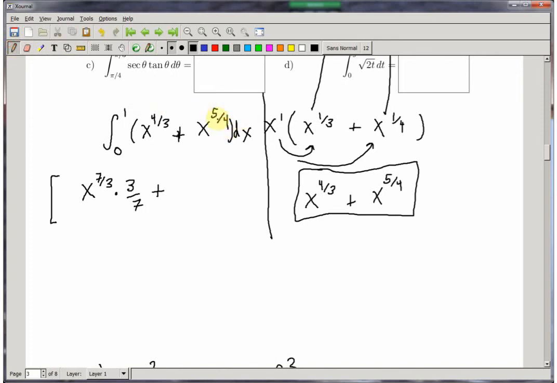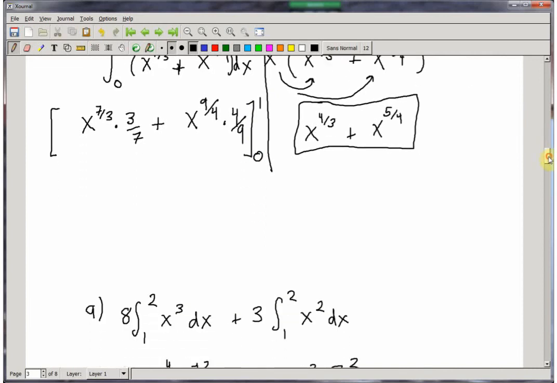Okay, and so I add another 1 to this exponent, and so when I add 1, that gives me 9/4. And I have to multiply by 4/9, or divide by 9/4, whichever one you prefer. And the limits here go from 0 to 1. Okay, so you can see that when you plug in 0, everything just dies. So now I have this really easy thing. I just have to plug in 1 because plugging in 0 gives me 0. So the answer here is 3 over 7 plus 4 over 9. So that's the answer, and I'll leave it like that.